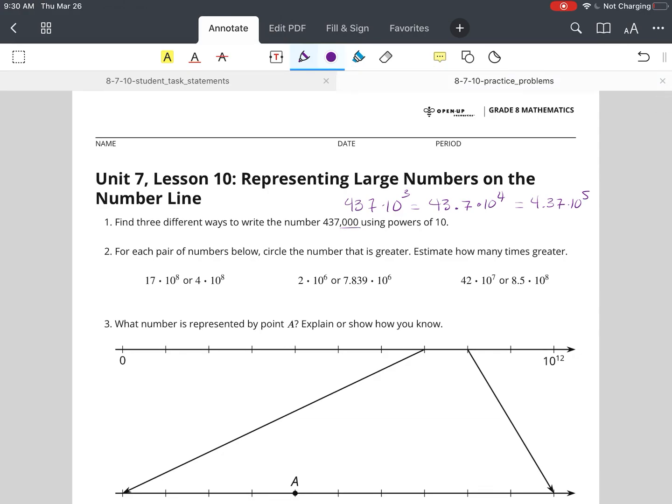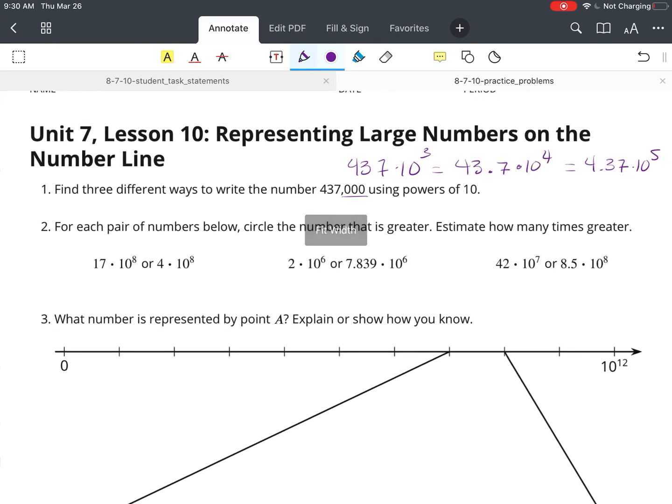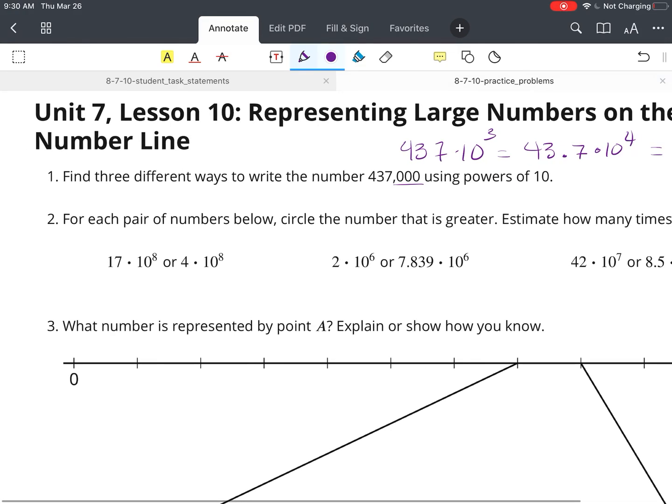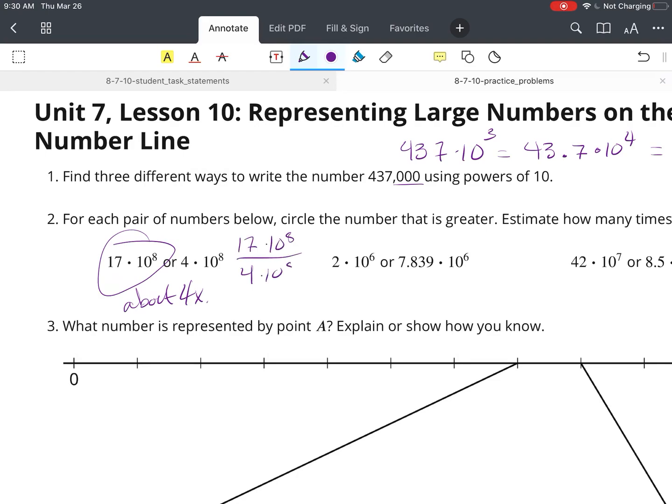For each pair of numbers below, circle the number that is greater. Estimate how many times bigger. Okay, so which one's bigger? 17 times 10 to the 8th or 4 times 10 to the 8th? Yep. And how many times bigger? About 4 times. Right, because you could also do the bigger number divided by the smaller number. These would cancel, so you just have 17 over 4, which is actually 4.25.